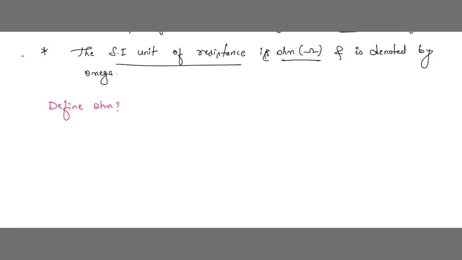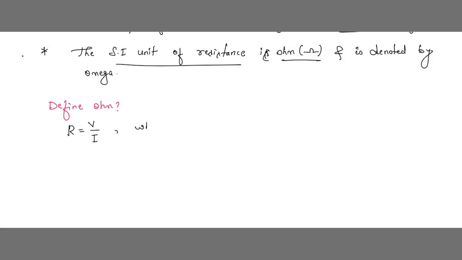Very simple. See children, as we all know, R is equals to what? V by I. How is this? Simple. We said that V is equals to IR. So if you want R, keep R as it is and cross multiply I, so R is equals to V by I. So the formula to find the resistance is R equals V by I.